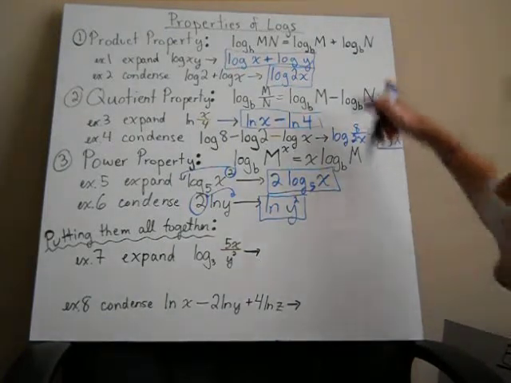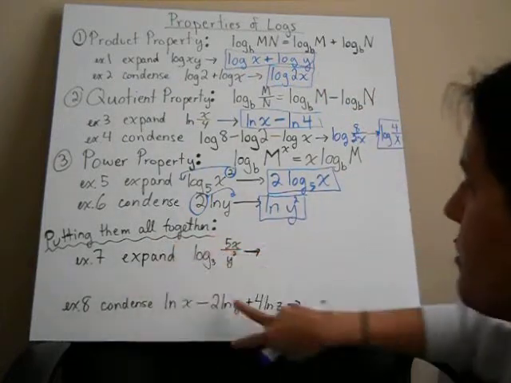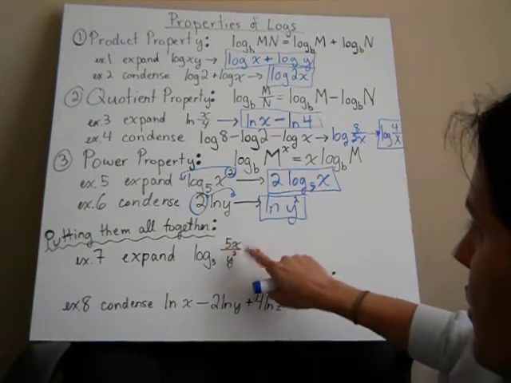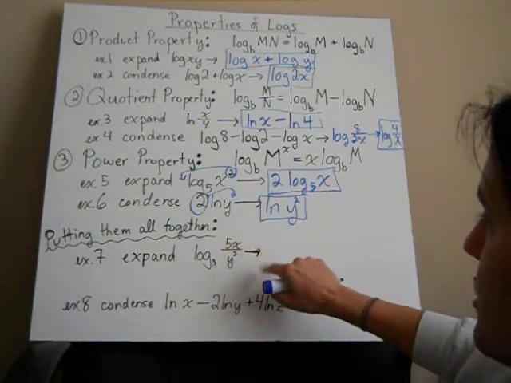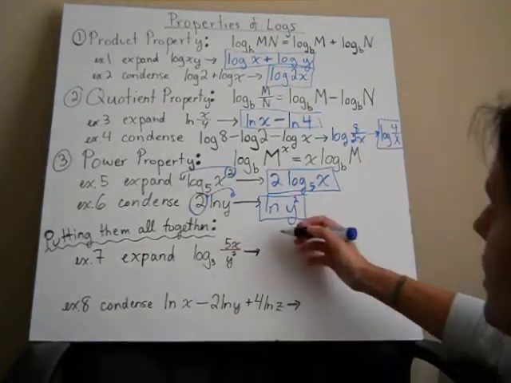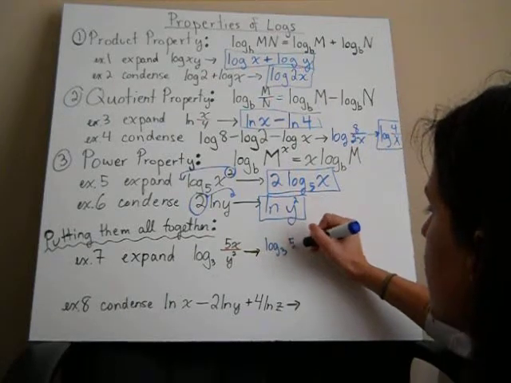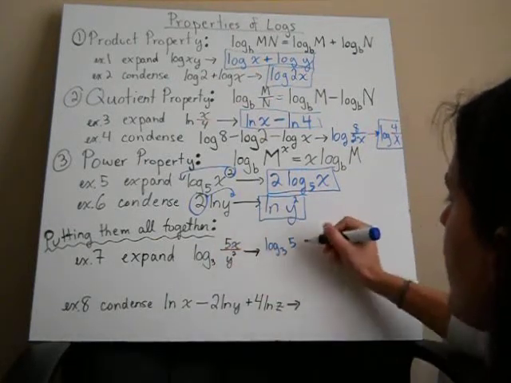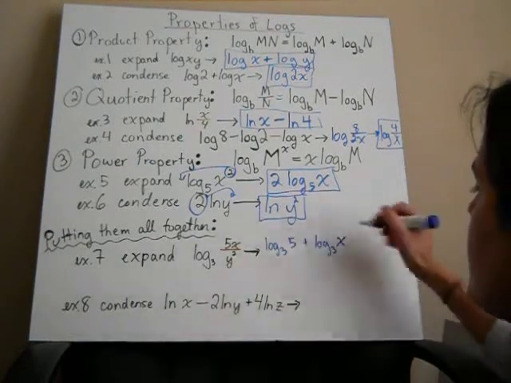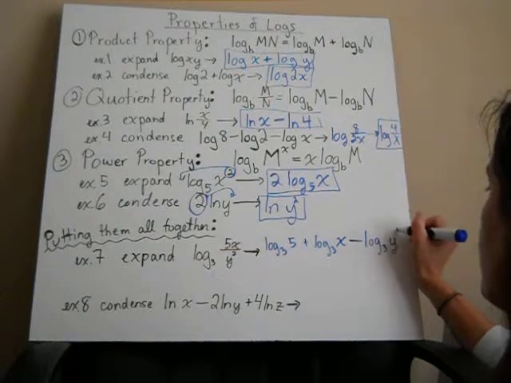Alright, then of course it's not all this simple. This is each property separate. Now, putting them all together, when you're expanding, it's a good idea to break it down first using the product and quotient property. So initially this would be log base 3 of 5. And since that's being multiplied there, that'd be plus log base 3 of x. And since that's being divided, that's minus log base 3 of y squared.